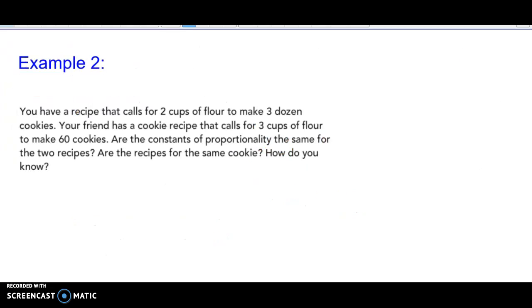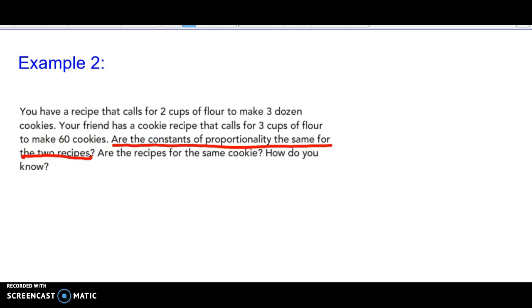Let's say that we have a recipe that calls for 2 cups of flour to make 3 dozen cookies. Your friend has a cookie recipe that calls for 3 cups of flour to make 60 cookies. Are the constants of proportionality the same for the 2 recipes? Are the recipes for the same cookie? How do you know? So let's tackle our first question first. Are the constants of proportionality the same?